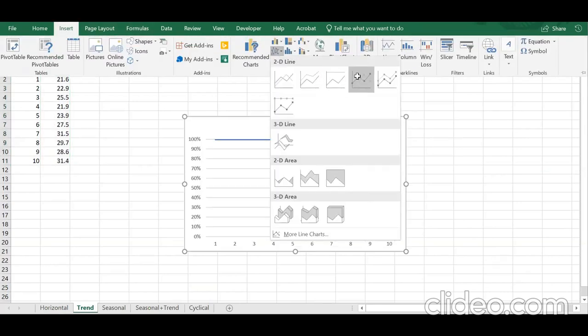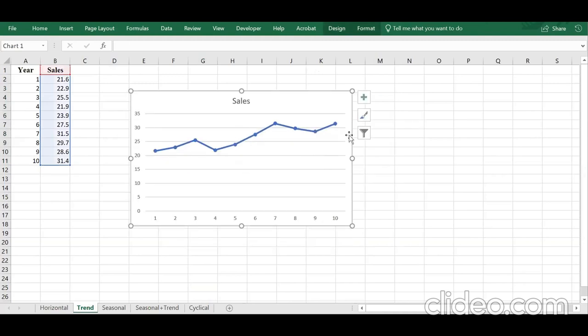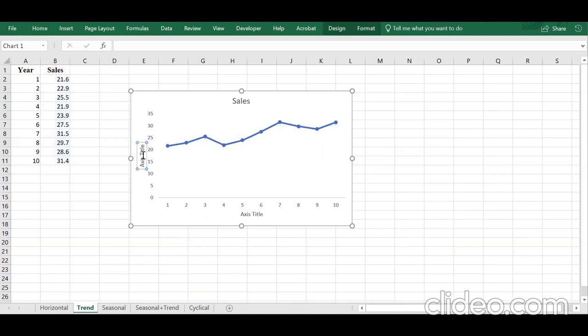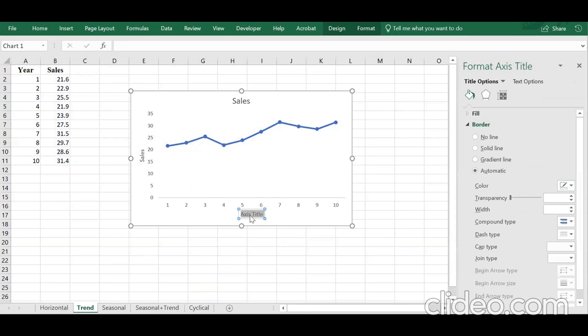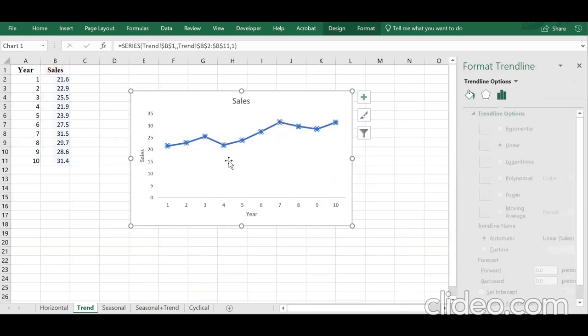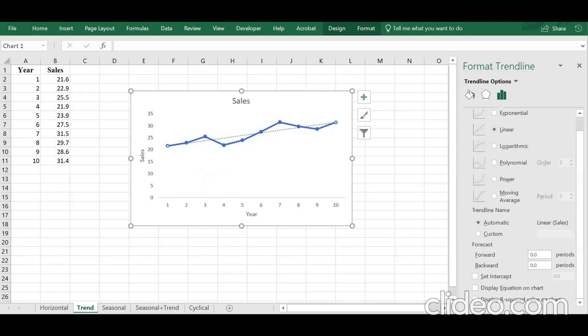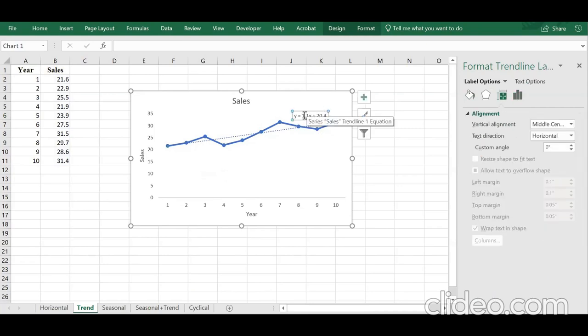Next one, I'm just going to draw the line chart. So this is annual sales information. Now, if I add the linear trend line again, this time I see that there is a positive slope. So there is a significant slope. Slope is not zero anymore.